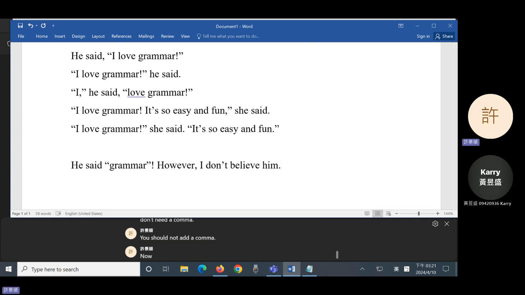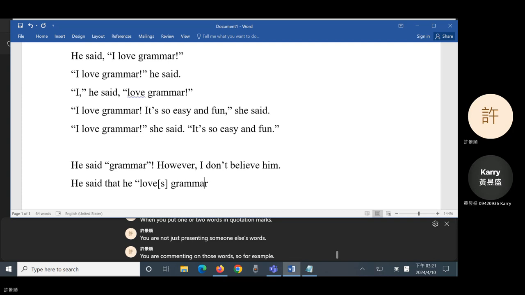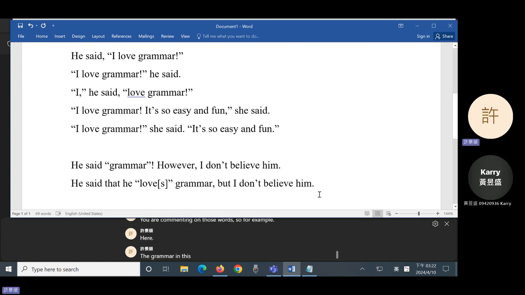Now, sometimes when you put one or two words in quotation marks, you are not just presenting someone else's words, you are commenting on those words. So, for example, here. The grammar in this sentence we will be talking about next week.